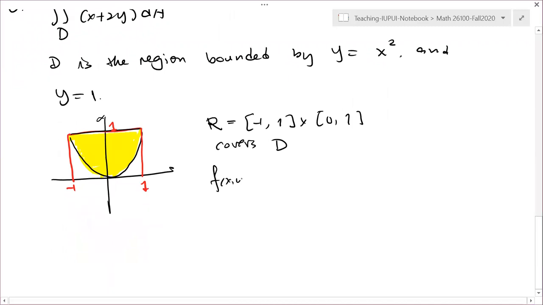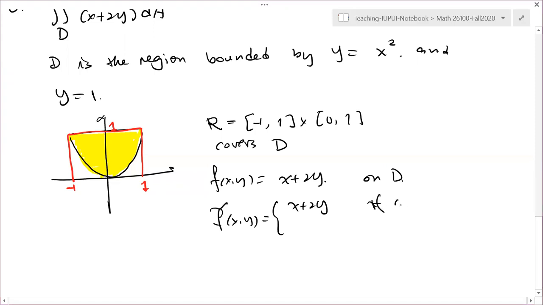So our function right now is x plus 2y on D. Okay, so this f2 dot is going to be x plus 2y if x, y is inside D. How do you say inside D? Inside D means x, y is in D. Now how to describe this point in D? It's above, so in other words, y greater than or equal to x squared. As long as it satisfies this condition, okay, then otherwise it's 0 if x, y is outside D.